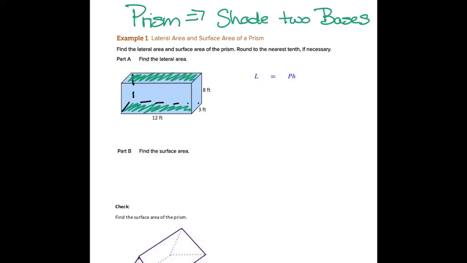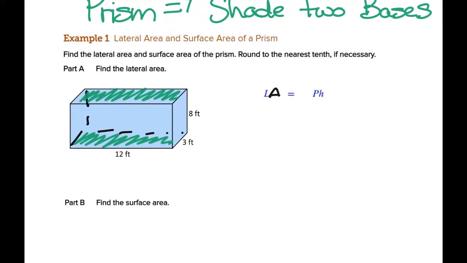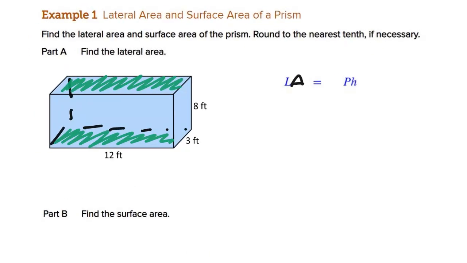L stands for lateral area. We need to find the perimeter times the height in between those two bases. The perimeter is the distance around. So this is my base, and I need to find the distance around the bottom. This is my perimeter.